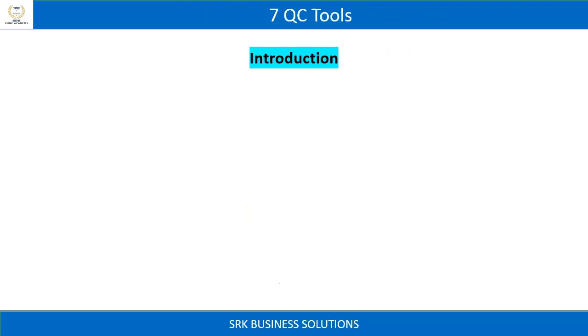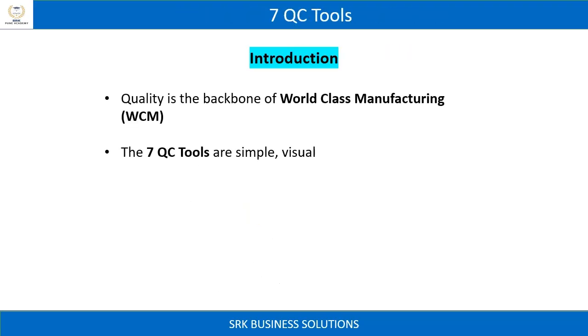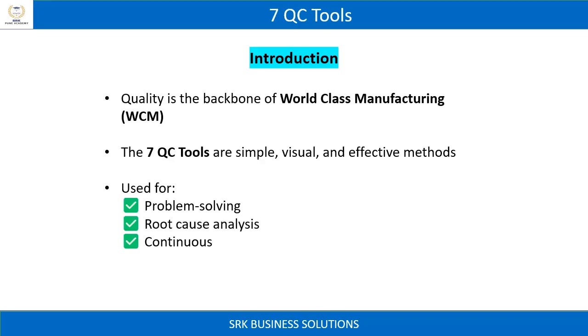In this session, we'll explore how these simple yet powerful tools help industries solve problems, improve quality, and achieve world-class excellence. Quality is at the heart of world-class manufacturing, or WCM. To achieve zero defects and zero losses, organizations rely on proven methods of analysis and problem solving. The 7 QC tools are widely used because they are easy to understand, highly visual, and extremely effective. They help teams identify problems, analyze data, and develop solutions that lead to continuous improvement.